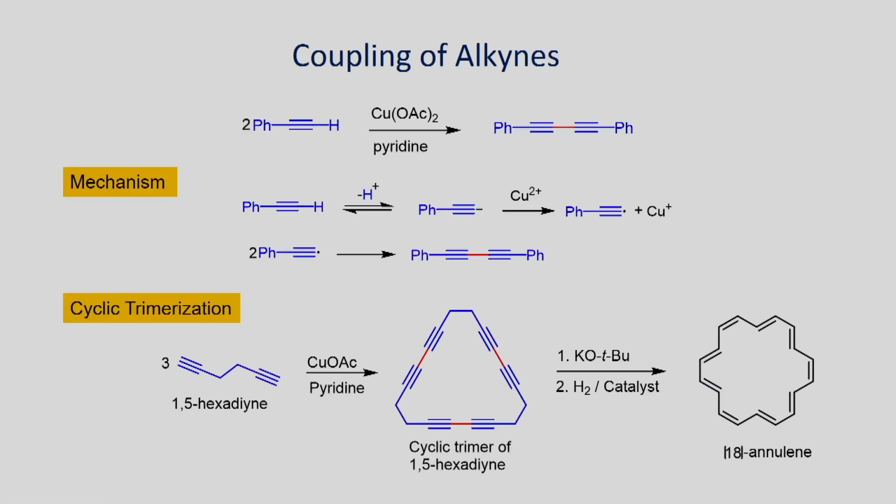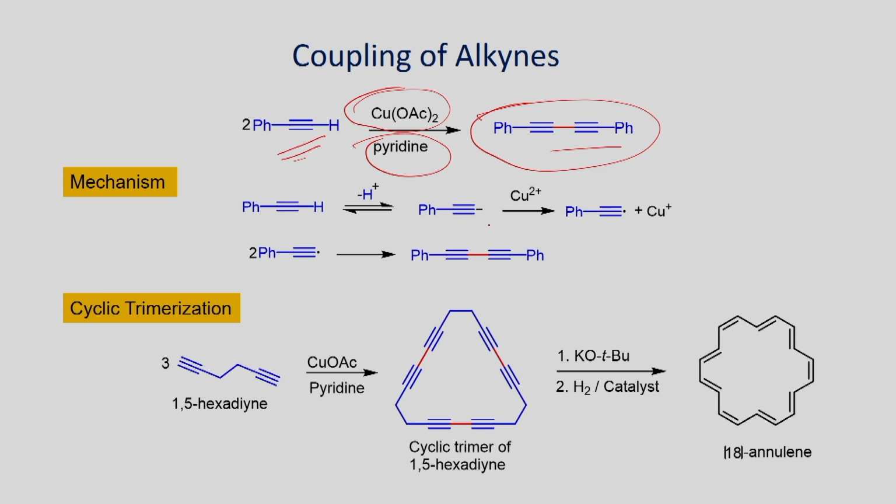Now let us look at the reactions of alkynes. If you have a terminal alkyne, the reaction of phenylacetylene shown here, in the presence of copper acetate and base, you can couple the alkyne to give this dimerized compound.